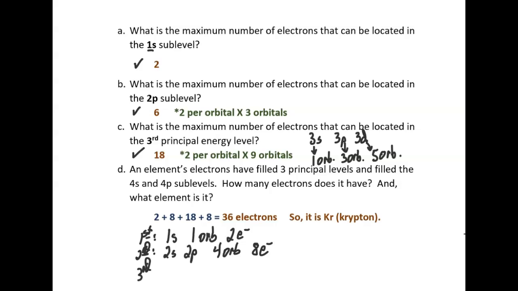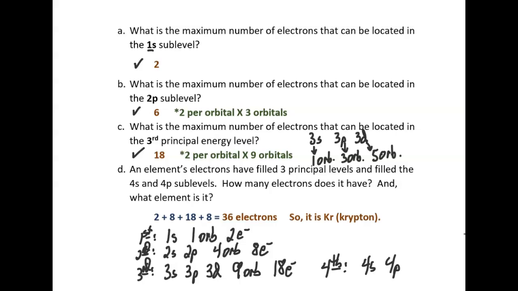The third principal level is made out of sublevels, 3s, 3p, and 3d. That's a total of 9 orbitals. Each orbital can hold 2 electrons, so 18 electrons fill that level. We're also told that there are some electrons in the 4th principal level. The 4s and 4p sublevels have been filled.